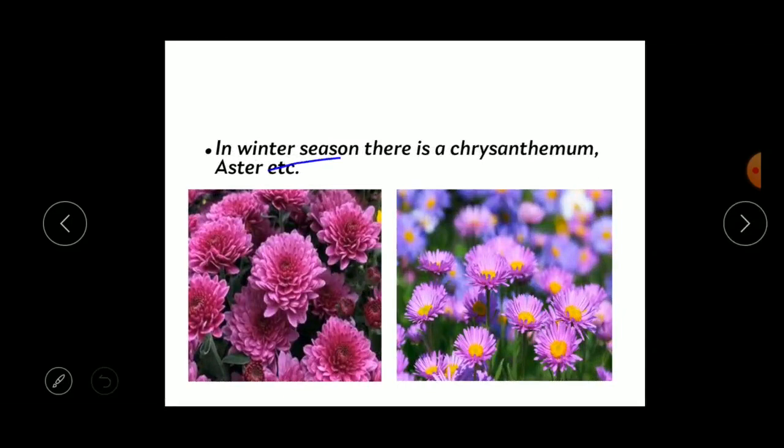In the winter season we usually find chrysanthemum and aster. These are the flowers which we find in the winter season.